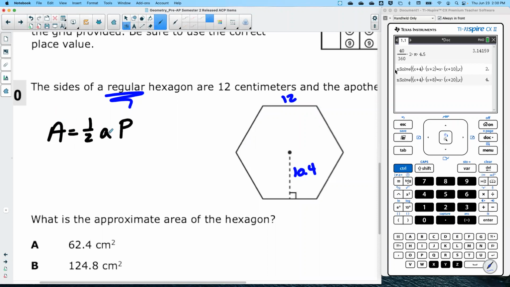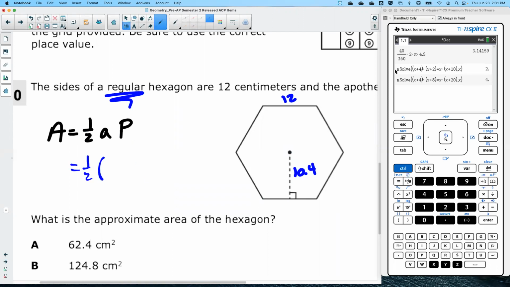The apothem. You didn't talk about that much? No. Okay, but we know how to do it. It's kind of like a radius, but by the way, a radius is only for circles, so it's kind of like a radius for a regular polygon. It goes from the middle of a side to the center, making a right angle. That's the apothem. So you just plug it in.